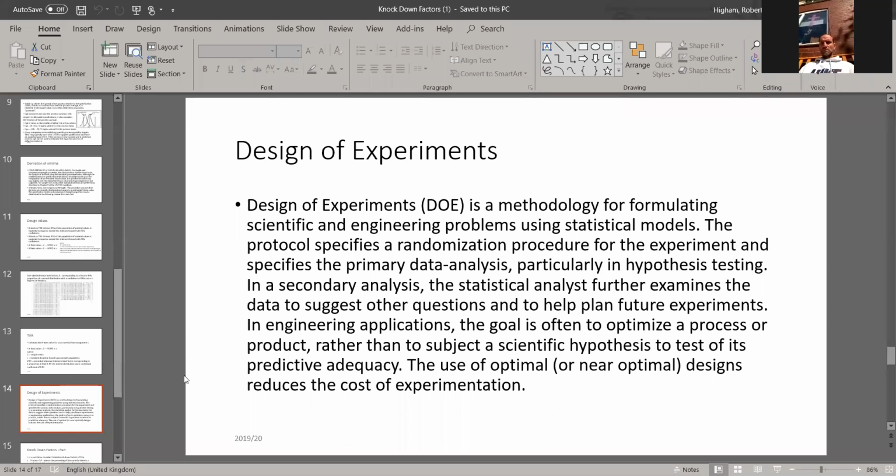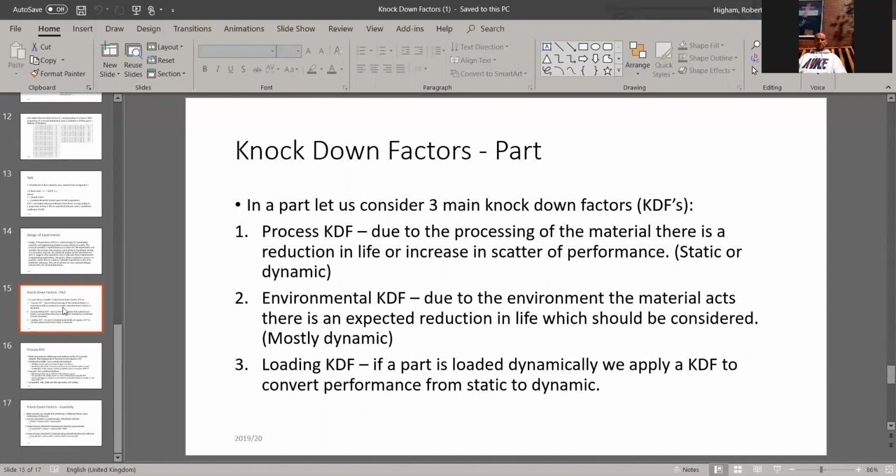So design of experiments is something which is really interesting for material scientists in particular, but also process analysts. Again, something that I'd hope we touch on more in the final year and into the masters.